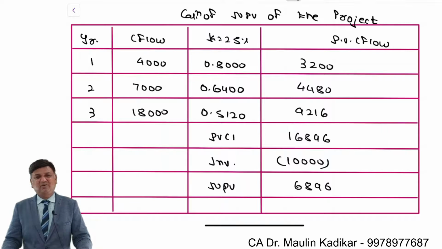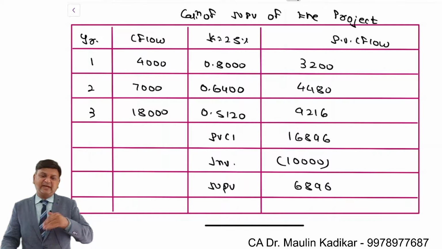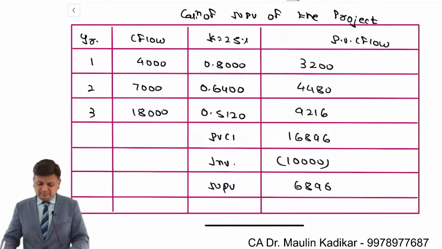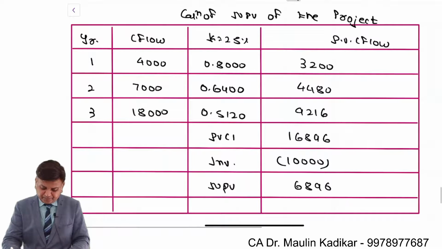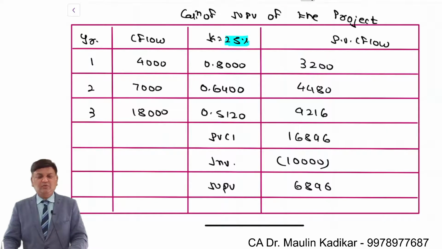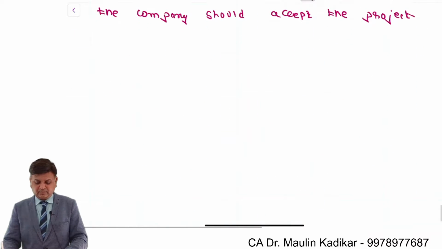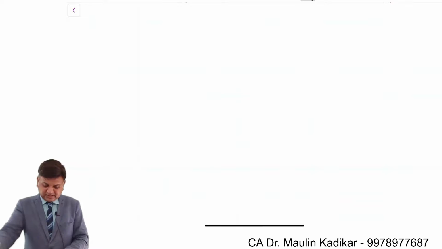He tells me, Maulin, I don't understand all this, what you have done. Can you just give some simple explanation? Because I am going to borrow funds for the purpose of doing business. Then I told him something like this.